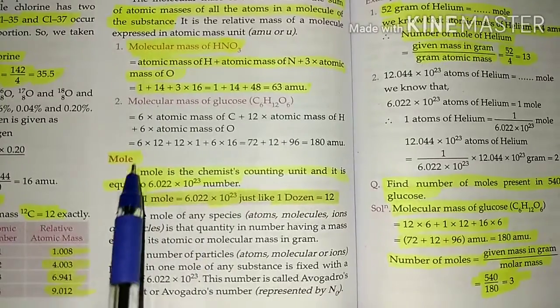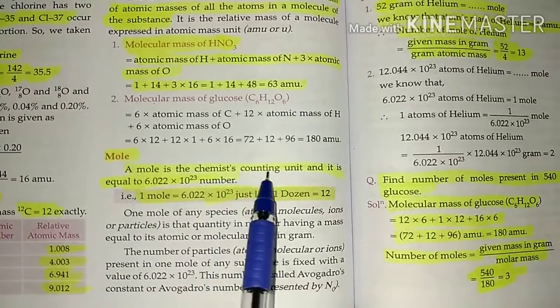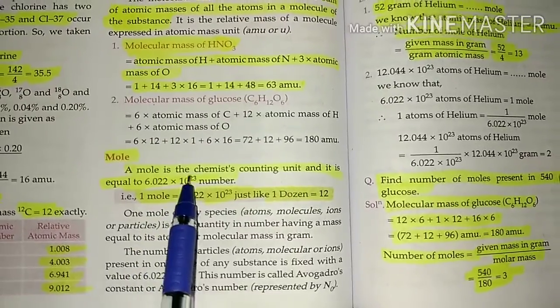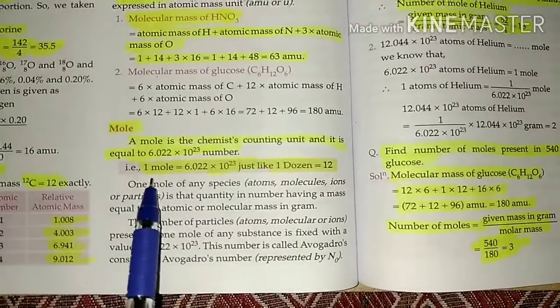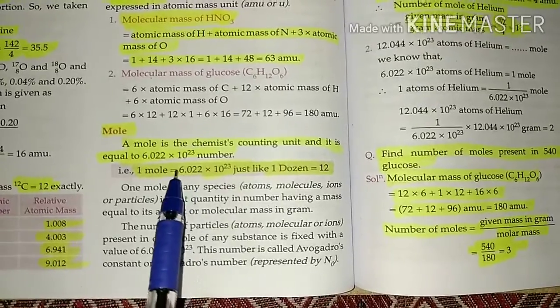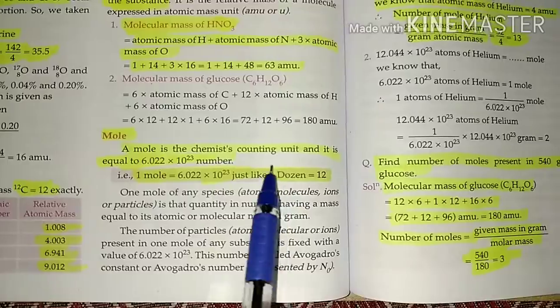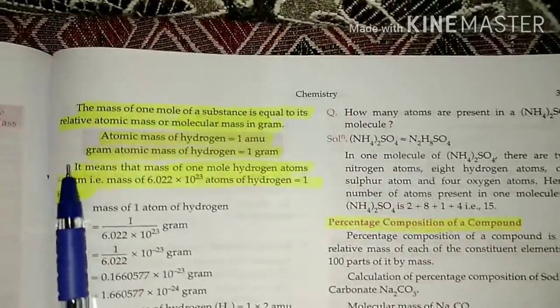Then we have this concept which is known as mole. 1 mole means a mole is a chemist's counting unit. So it is equal to 6.023 into 10 raised to 23 number. That is, 1 mole is equal to 6.023 into 10 raised to 23, just like 1 dozen is equal to 12. So how are we going to use this, that we'll see here.